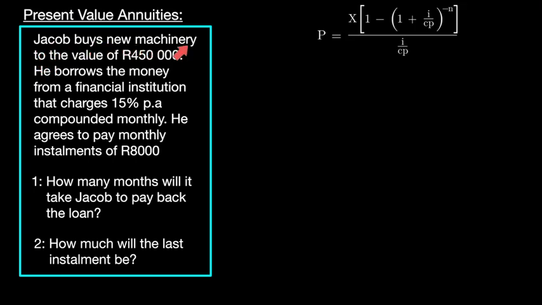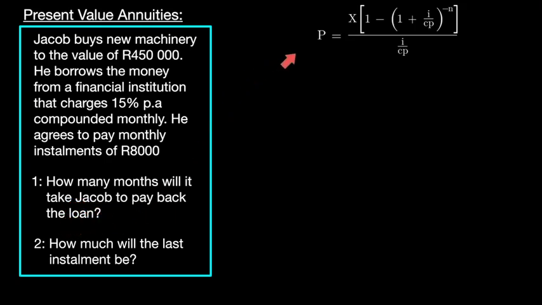Jacob buys new machinery to the value of 450,000 Rand. So that's the purchase price of the machinery, in other words that's P. He borrows the money from a financial institution that charges 15% per annum compounded monthly. So our interest rate is 15%, so I is 0.15. The compound periods is monthly, so that is 12, and he agrees to pay monthly installments of 8,000 Rand. So the monthly payments is equal to 8,000 Rand, that is X. How many months will it take for Jacob to pay back the loan?